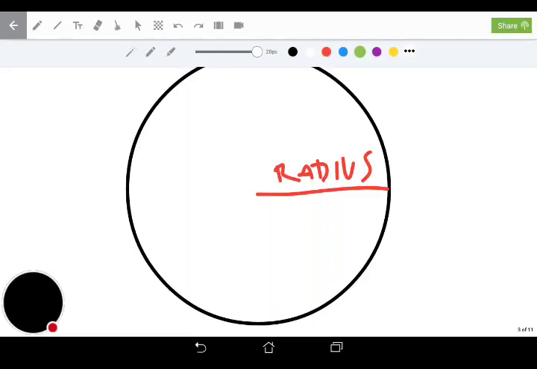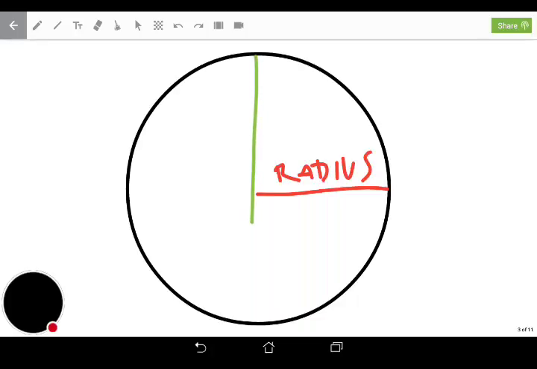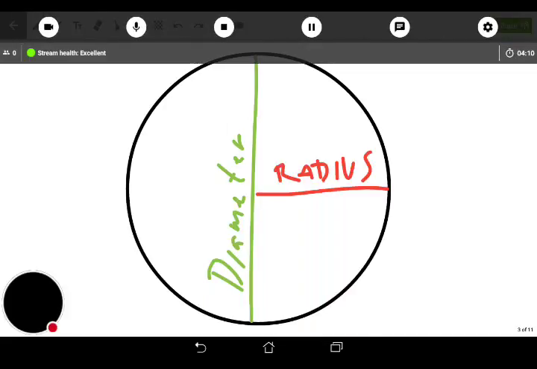Second important part of a circle is the diameter, and the diameter goes right the way through the middle from side to side. So if you need to calculate the radius and you're given the diameter, halve the diameter and you get the radius, and vice versa. If you need to calculate the diameter, double the radius, and then you'll get the diameter.